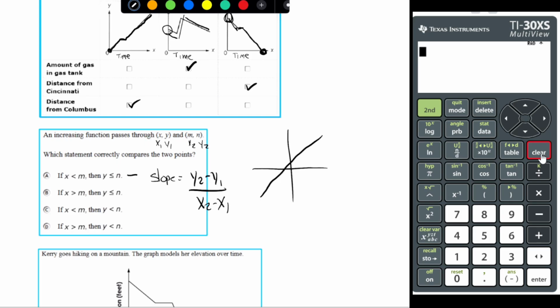If x is less than m, right? So that would mean x2 is larger than x1. So your bottom will be positive. Then y is less than or equal to n. That would mean that your y2 would be greater than or equal to your y1, which would mean you would either get positive or 0. Positive divided by positive makes a positive. So that's it.